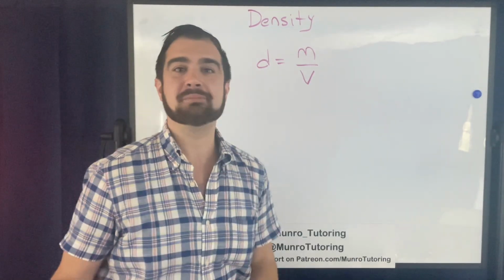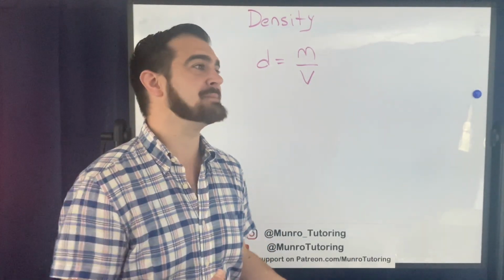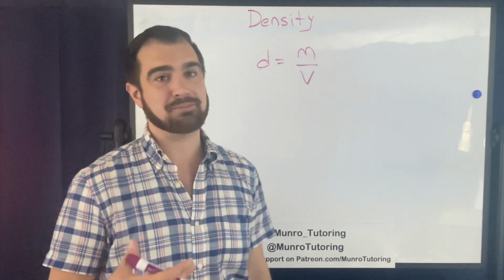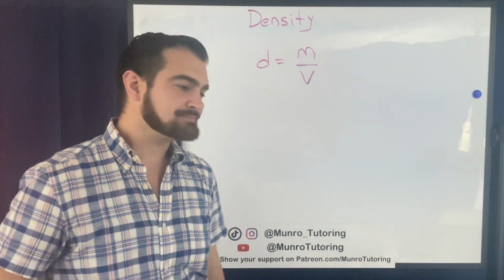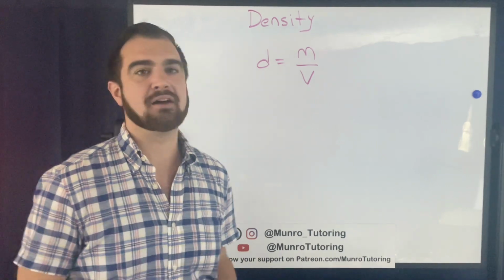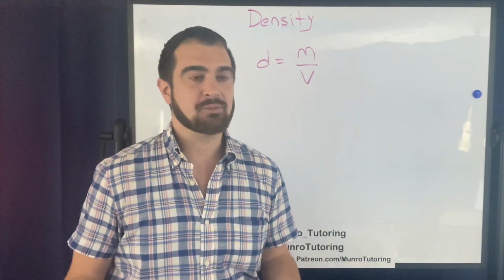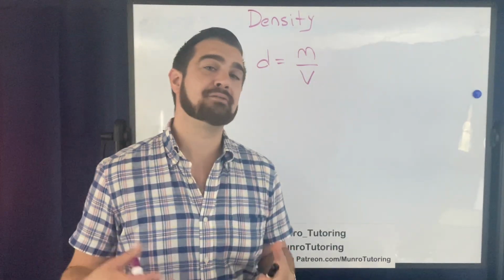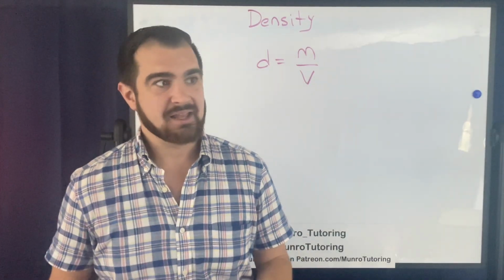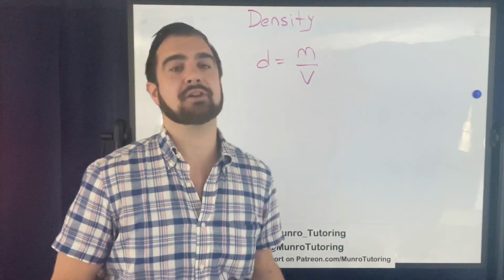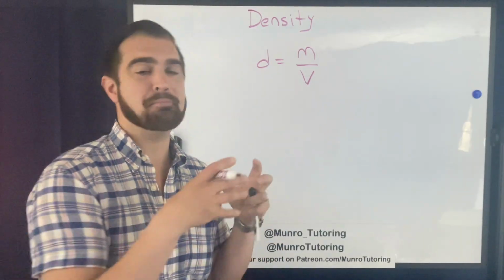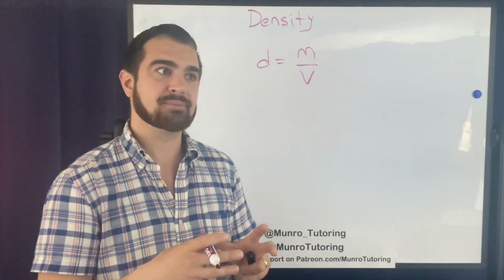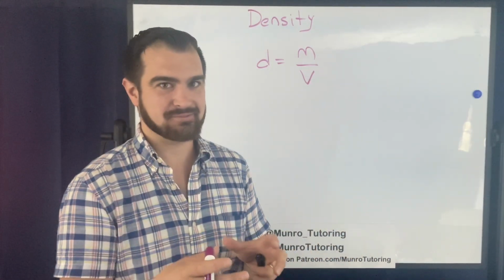And the thing could be an object, it could be a substance, it could be a mixture. It really doesn't matter as long as you define it properly. So if I say, what's the density of a boat? Well, I just have to take the mass of that boat and divide it by the volume of that boat. And if I say, what's the density of water? I just have to take a mass of water and divide it by the volume that that mass occupies of water.